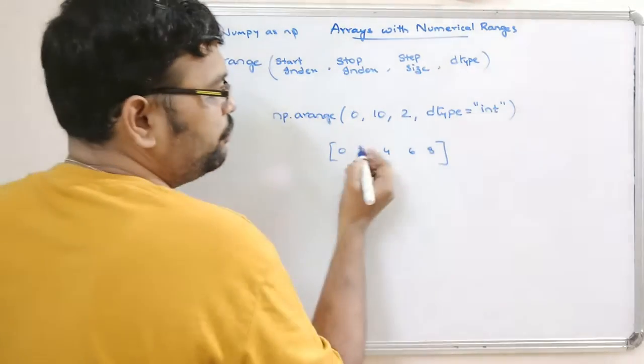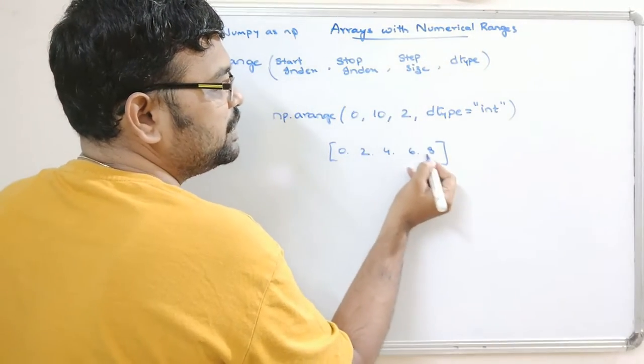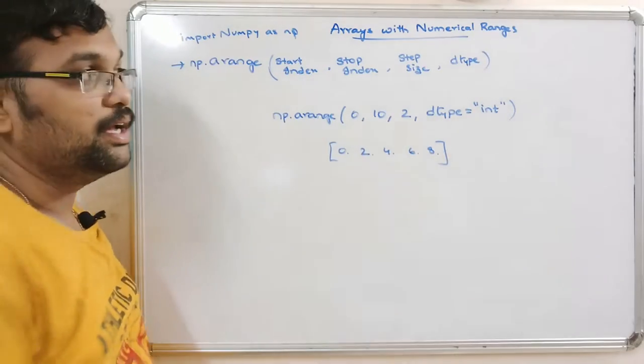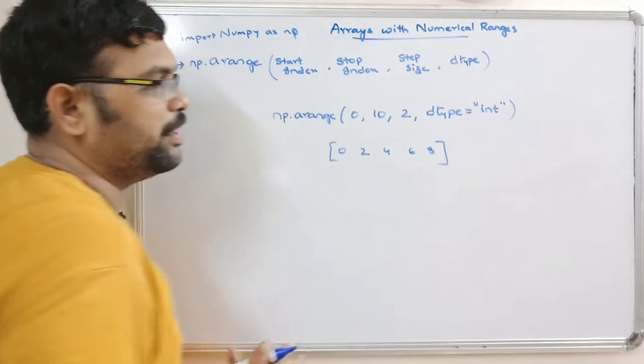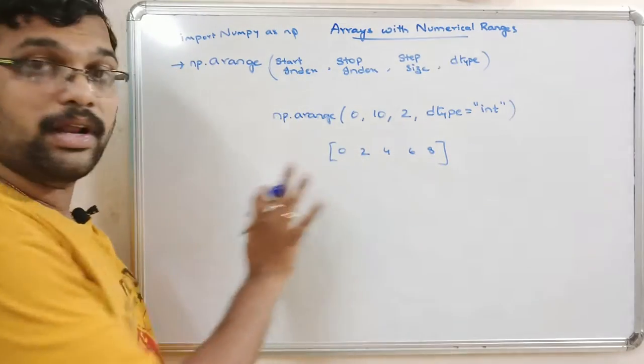Okay, if it is a float, we'll get 0., 2., 4., 6. and 8. Here we are giving some integer values, so these precisions will not be there: 0, 2, 4, 6, 8, and this is not a list.